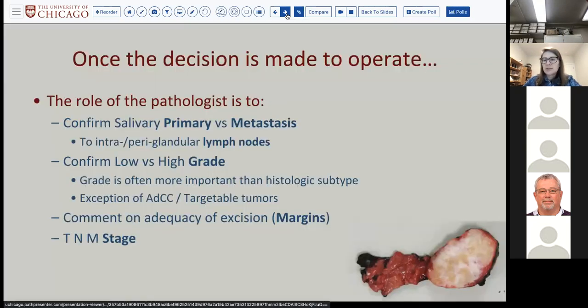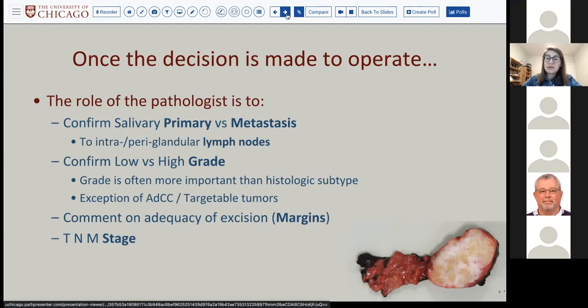So once the decision is made to operate based on your biopsy or FNA diagnosis of low grade, resect, high grade, resect with a neck or something else, we certainly want to confirm whether this is a primary salivary tumor or a metastasis, and confirm the histologic grade, generally low versus high. There are not established formal grading systems for all salivary carcinomas, but common sense will dictate that things like perineural, lymphovascular invasion, necrosis, high mitotic rate, and pleomorphism are things to look for in high-grade malignancies.